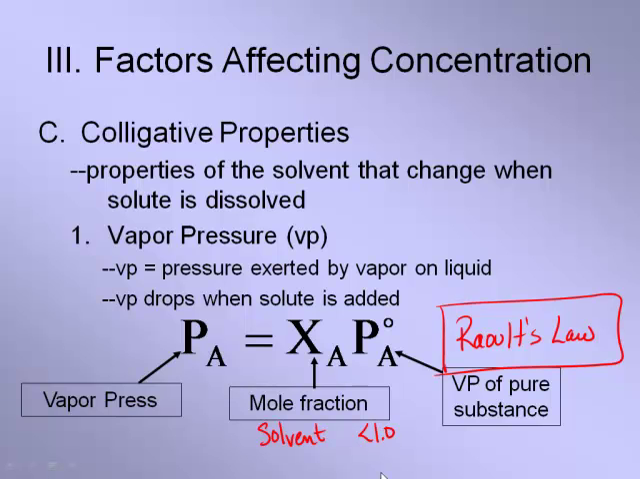So as the mole fraction becomes a number less than 1, and I multiply it by the standard vapor pressure, you'll see immediately that the vapor pressure begins to drop. So that's how I can calculate the vapor pressure of a solution from the standard pressure and the mole fraction of my solvent. Okay, so that's vapor pressure.